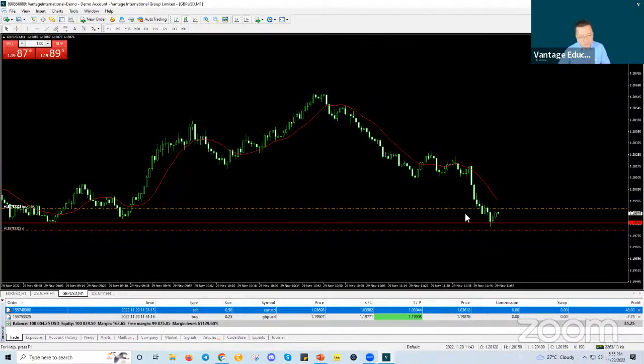Okay, so you can see here pound dollar tracking up, almost hitting that level. I would love for it to hit up just so that we can show our example, but it looks like it's going to come back down and hit that level.